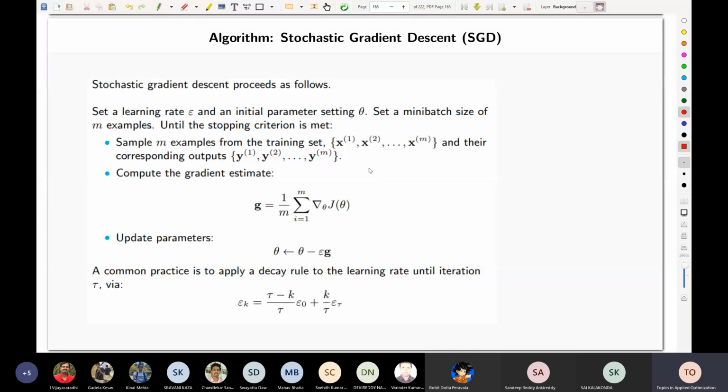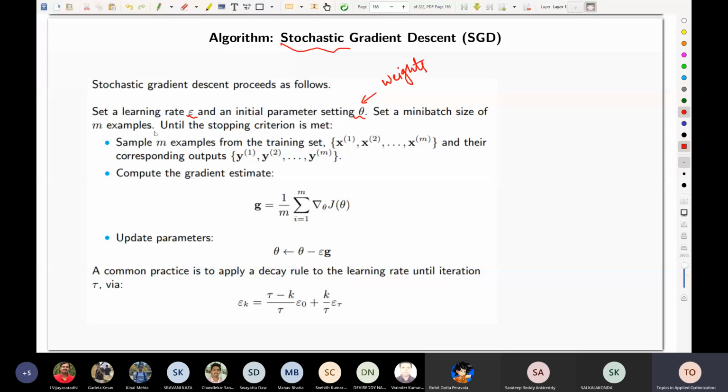What I am going to describe is something called stochastic gradient descent. So what we have seen so far is gradient descent, but there is something called stochastic gradient descent. So let us see what that is. The stochastic gradient descent proceeds as follows: set a learning rate epsilon and an initial parameter setting theta. So theta are the weights here. Okay, so these are the weights. I am using sometimes theta and sometimes W.